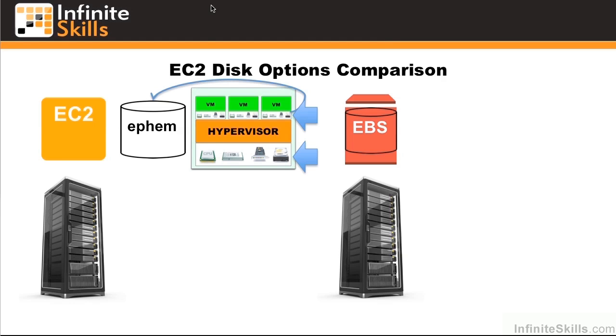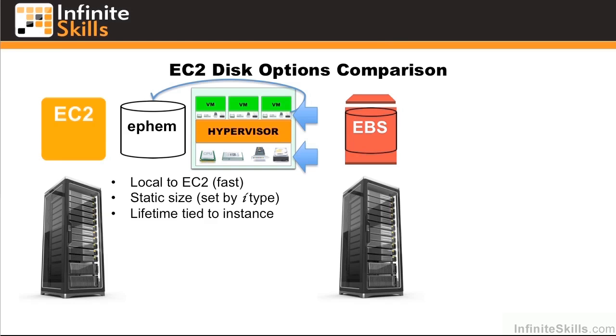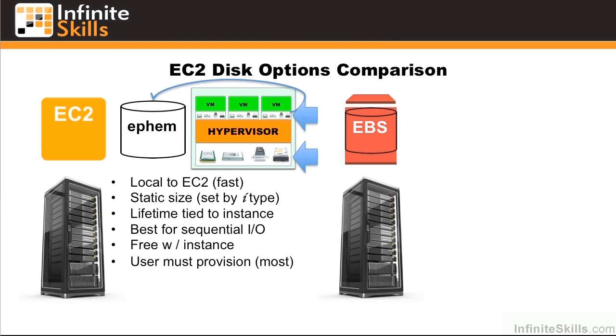Let's look at some of the advantages of ephemeral, or some of the properties. First of all, it's local to EC2, so it's very, very fast. The size is static, and it's set by the instance type. Generally, the larger instance you get, the larger ephemeral disk you get. Its lifetime is tied to the instance itself. There's no way to stop the ephemeral and store it off somewhere. It's optimized for sequential I/O. It comes free with your instance, and the user has to provision it.